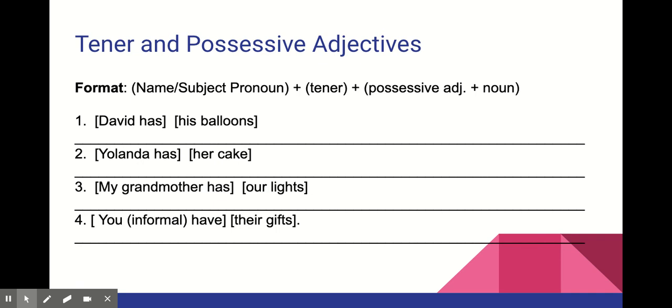Now we have a fourth way of using the verb tener because we can use tener with possessive adjectives. The easiest thing that I find to do is splitting these sentences into two. So David has is going to be David tiene. His balloons are going to be sus globos. So consider them two separate phrases and then just write them together in the sentence. So tener has to match the first name. So tener is going to be in the form of David or Yolanda or my grandmother or you informal. And then the possessive adjective has to do with the second half of the sentence.